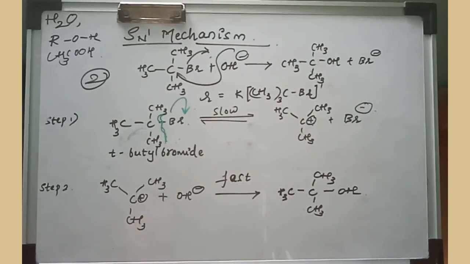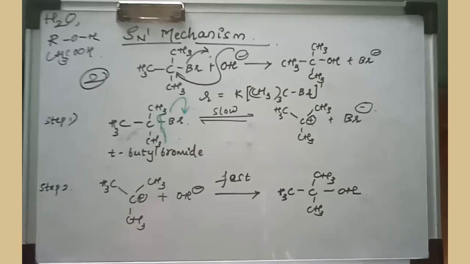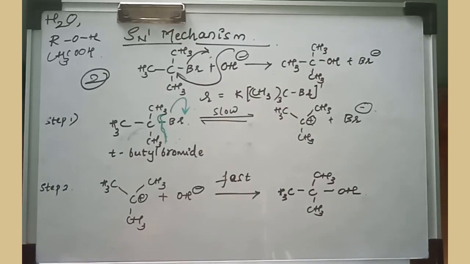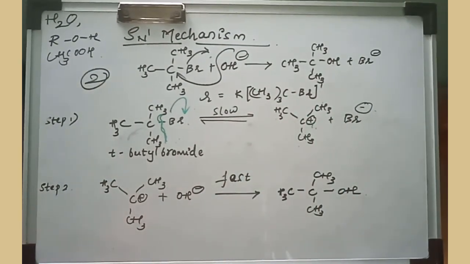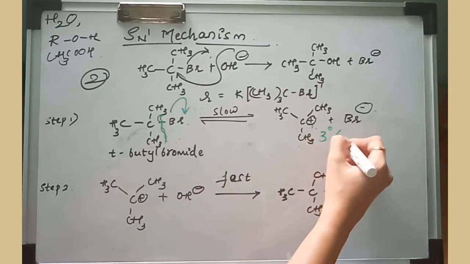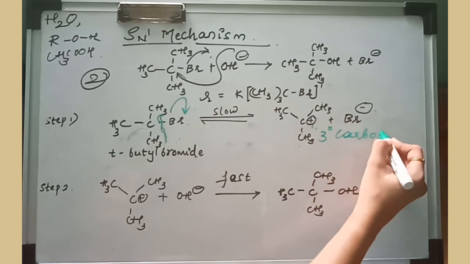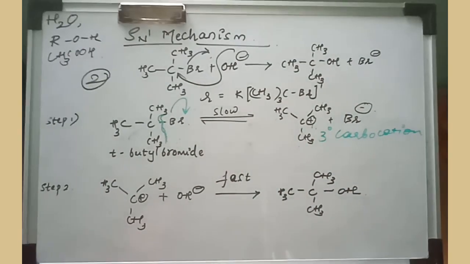That means in the first step of the SN1 mechanism, the tertiary butyl bromide undergoes heterolytic cleavage to form a carbocation. What is the degree of this carbocation? It is attached to three other carbon atoms, that is, three alkyl groups are present. So the degree is tertiary. So it is a tertiary carbocation. This is the first step.